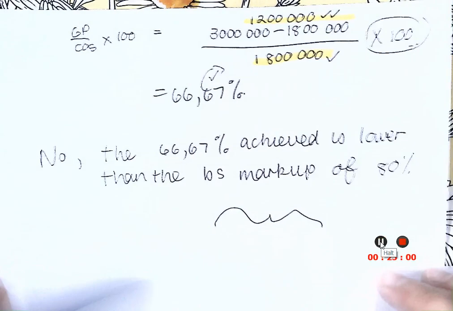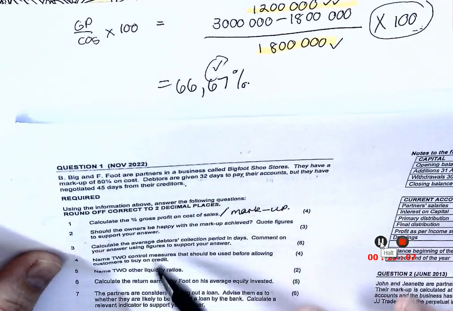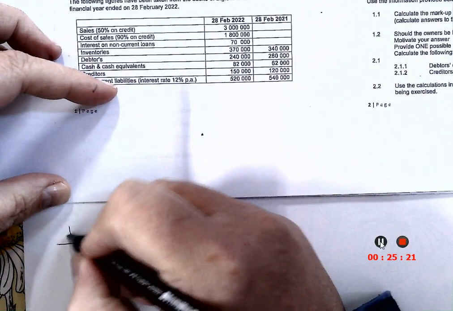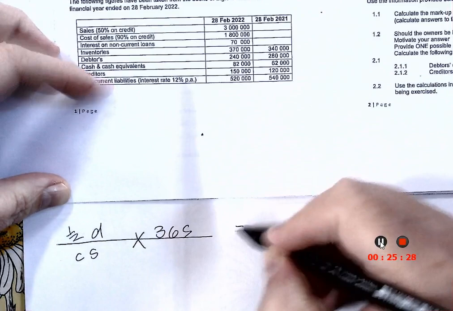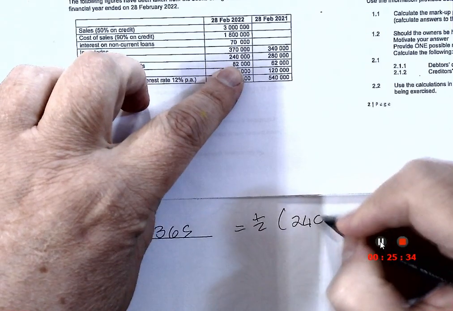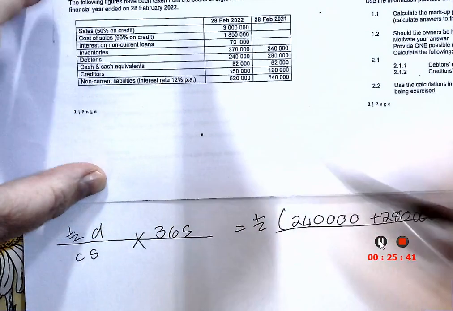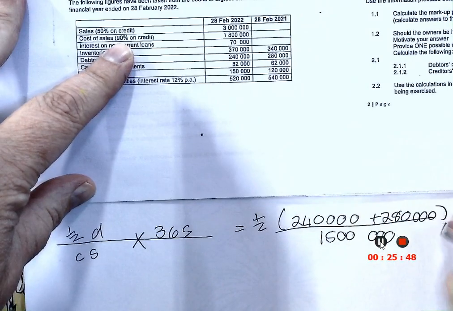So they say calculate the average debtors collection period in days and comment on your answer. So let's quickly look. My debtors, let me just have it there at the top. It's average debtors over credit sales times 365. Average debtors, I take last year plus this year, so it's 240 plus 280 over credit sales, and my credit sales is 50% credit, so it's 1.5 times, and please, you have to show the times 365.